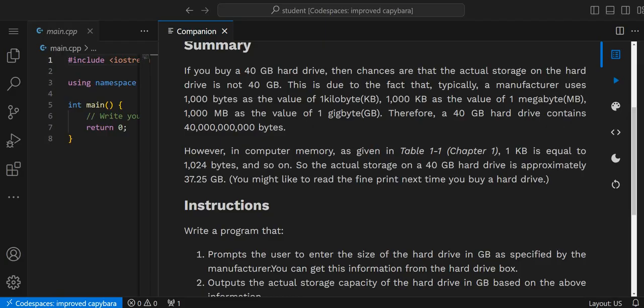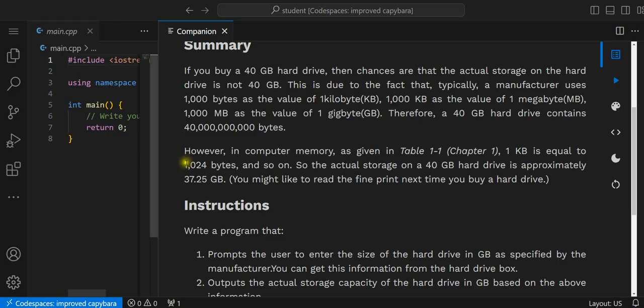First thing, the summary: if you buy a 40 gigabyte hard drive, then chances are that the actual storage on the hard drive is not 40 gigabytes. This is due to the fact that typically a manufacturer uses 1,000 bytes as the value of a kilobyte, 1,000 kilobytes as the value of 1 megabyte, and 1,000 megabytes as the value of 1 gigabyte. Therefore, a 40 gig hard drive contains 40 billion bytes. However, in computer memory as given in Table 1-1, Chapter 1, 1 kilobyte is equal to 1024 bytes, and so on. So the actual storage on a 40 gigabyte hard drive is approximately 37.25 gigabytes. You might like to read the fine print next time you buy a hard drive.